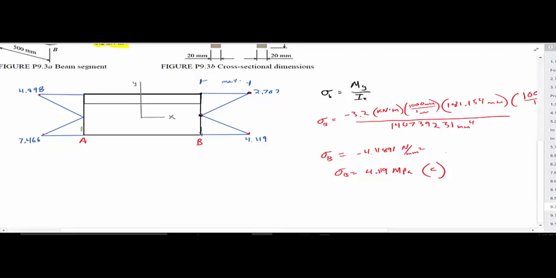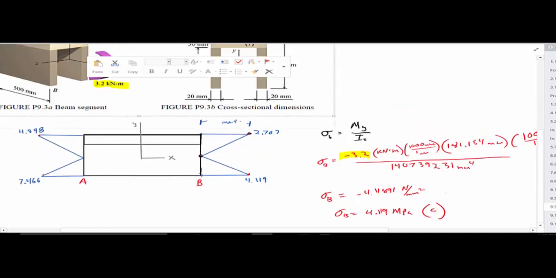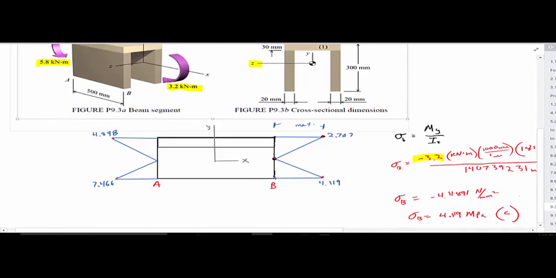Now to calculate these values over here for A, you're going to use, because as you see I used negative 3.2 for B, and that was because that's the moment acting at this end. So if you just use 5.8 for the moment acting at point A, you'll get those values.